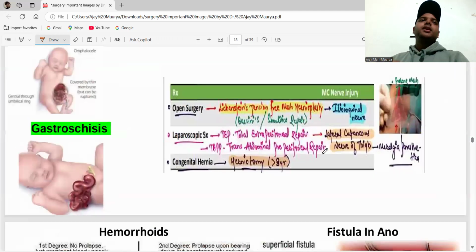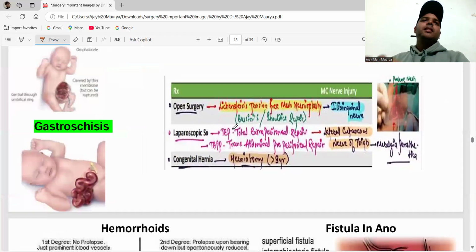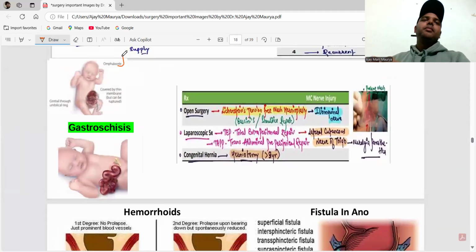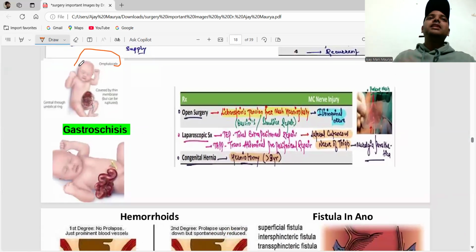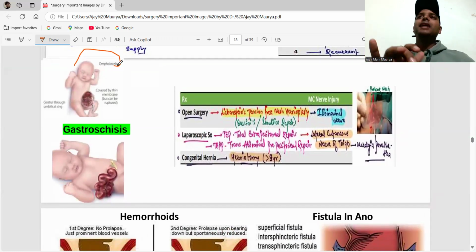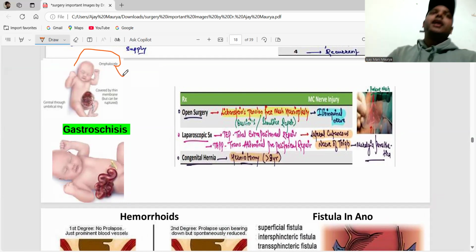This is the omphalocele, guys. Remember my mnemonic: omphalocele, sac, seal means shield. Omphalo means it is the shield. It means all the herniated structures are packed here. Omphalocele, L means liver. The contents are the liver.